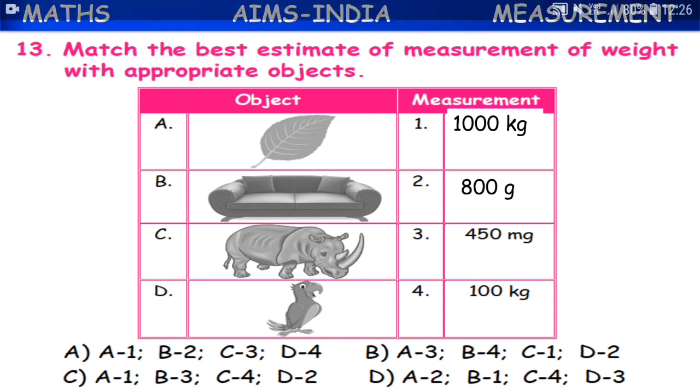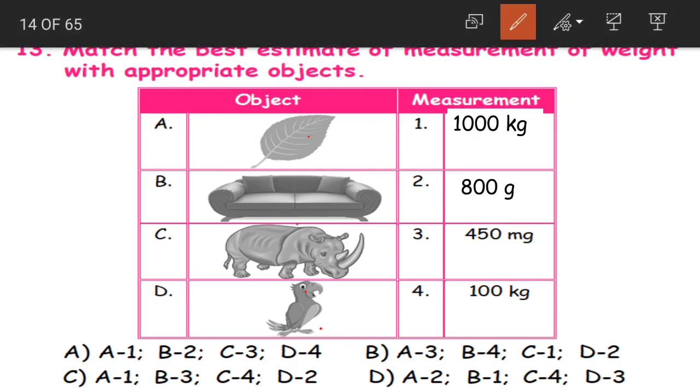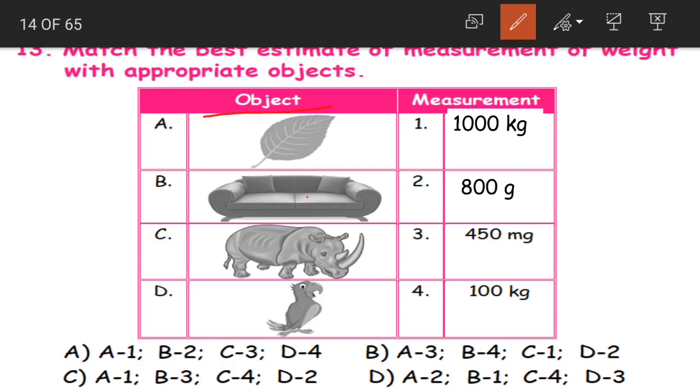Coming to question 13. Match the best estimate of measurement of weight with appropriate objects. Again we are having 4 different objects here: a leaf, a sofa, a rhinoceros, and then a parrot. I think it is a parrot. Yes children, for the sake of it we'll call it a bird. Now from the given objects, which is the object with the lightest weight, children? Is it a leaf, sofa, rhinoceros, or the bird? It is our leaf. Yes, leaf is the object with the lightest or the least weight here.